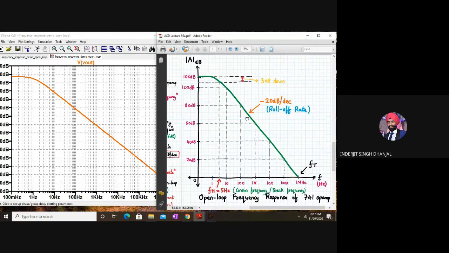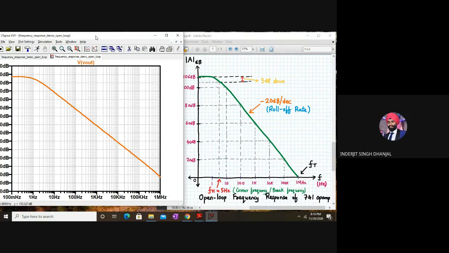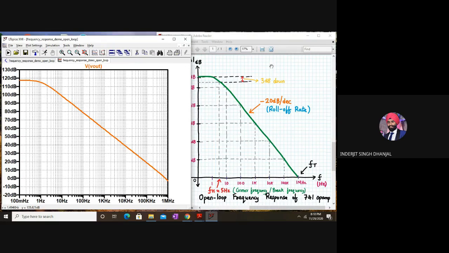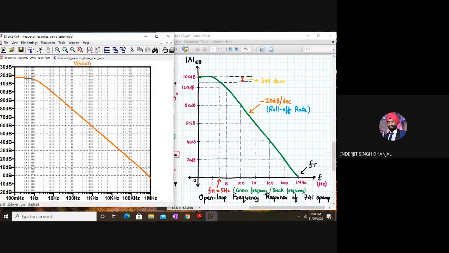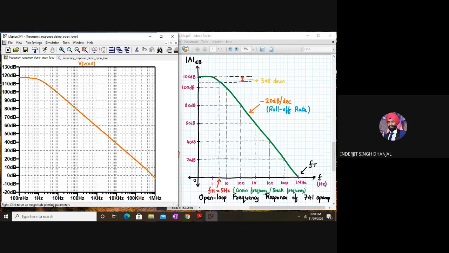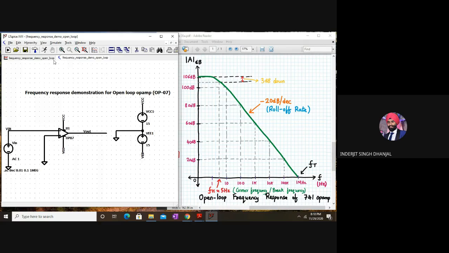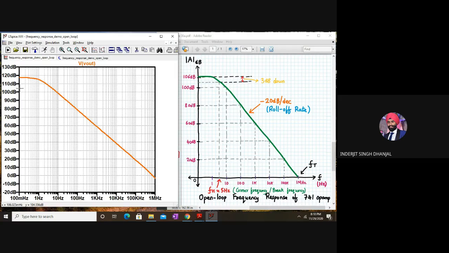We have checked this curve in the data sheet, and now we have also simulated it in LTSpice. Still the nature of the curve is almost the same, as you can see. The nature of the gain is the same, but the value might be different, because here we have used OP07 instead of 741. So don't bother about the value. In fact, the bandwidth here is a few hertz, even lesser compared to the 741 op amp, and the open loop gain is even bigger.